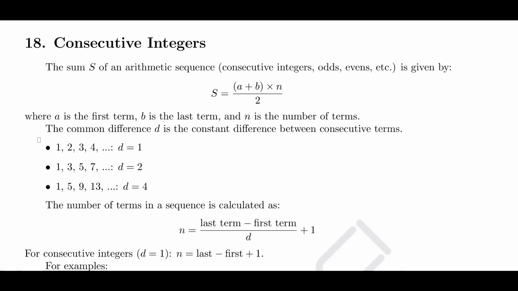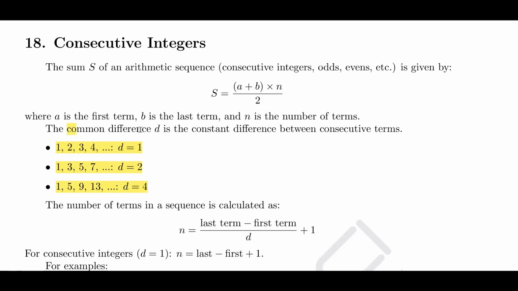Consecutive integers are numbers that come one after another, like 1, 2, 3, 4, and so on. More generally, we can talk about an arithmetic sequence, where each term increases by the same difference. For example, 1, 3, 5, 7 has a difference of 2. 1, 5, 9, 13 has a difference of 4. So consecutive integers are just a special case where the difference is exactly 1.